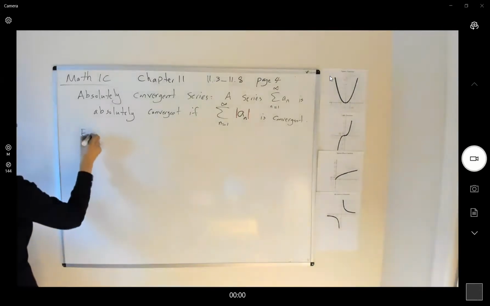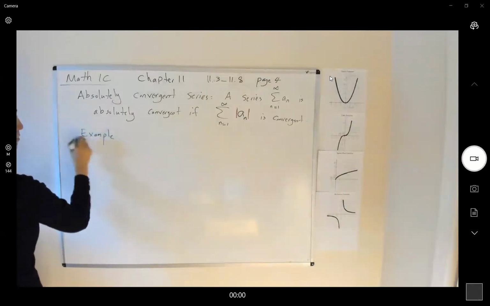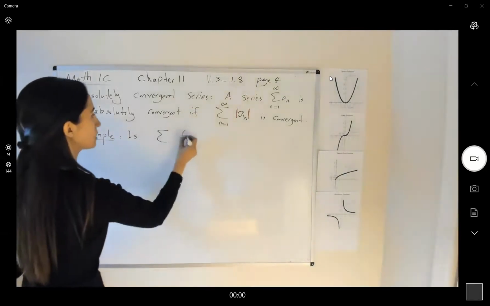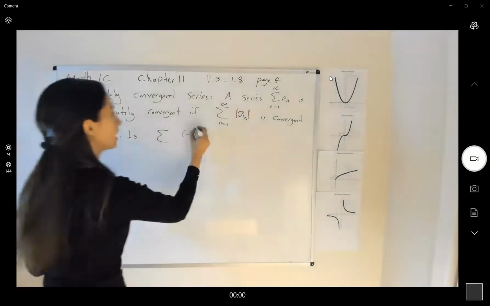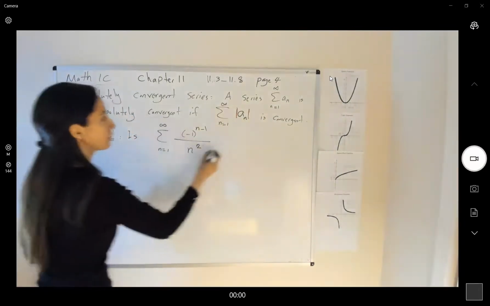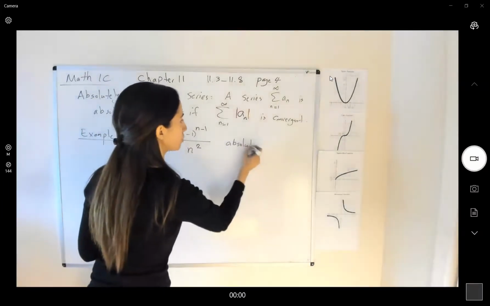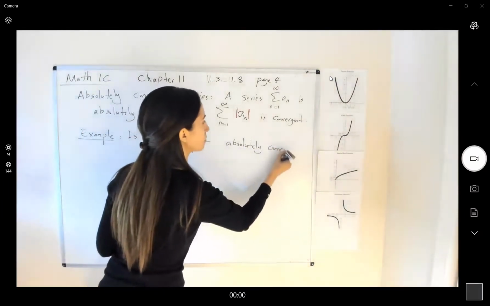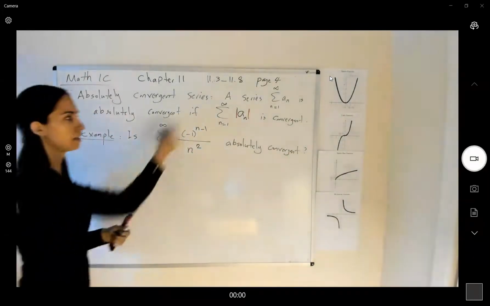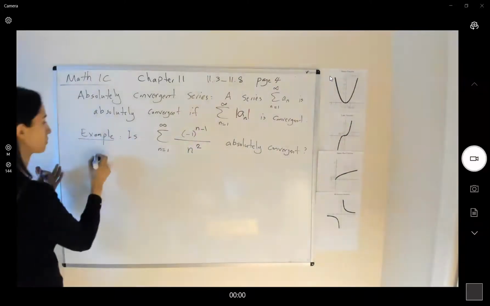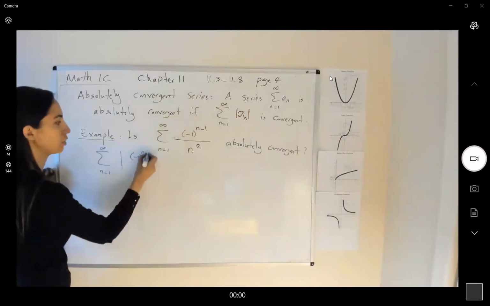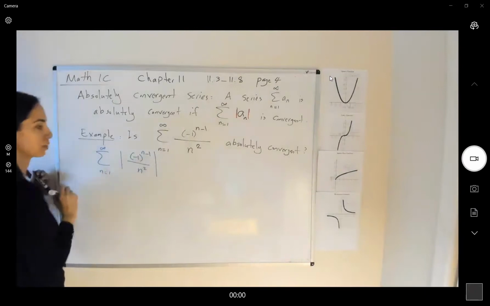For example, is the series (-1)^(n-1) over n squared, from 1 to infinity, absolutely convergent? Okay, let us take the absolute value of the general term. The sum of the absolute value of (-1)^(n-1) divided by n squared.